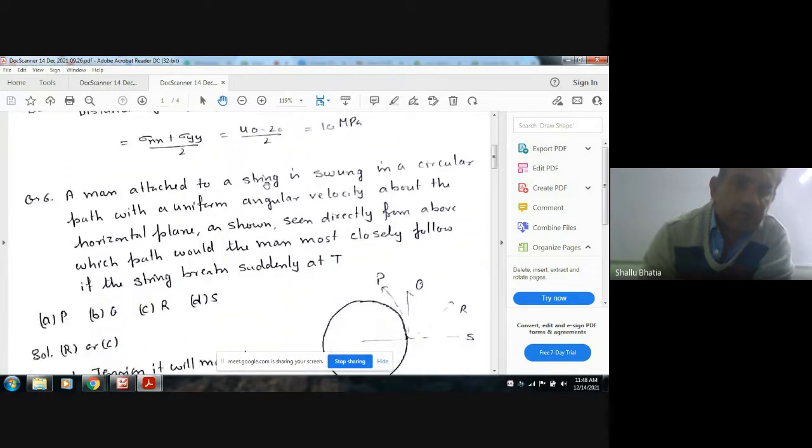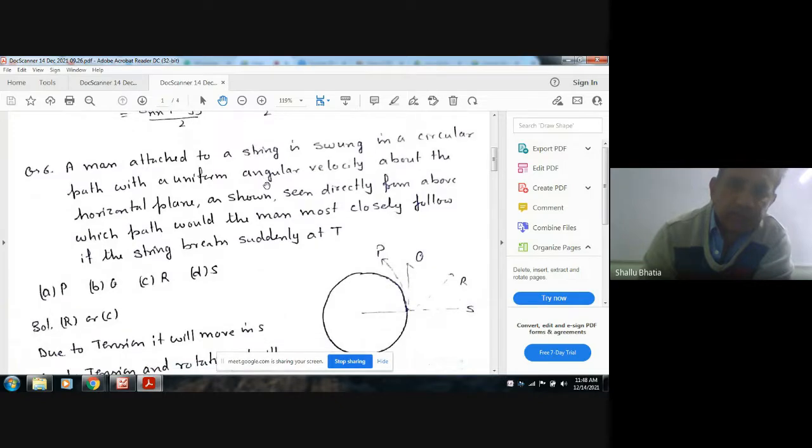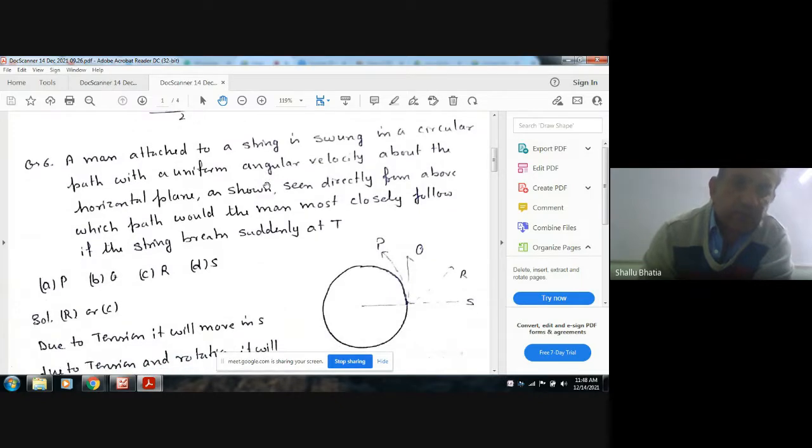A mass attached to a string is swung in a circular path with a uniform angular velocity about a horizontal plane as shown.